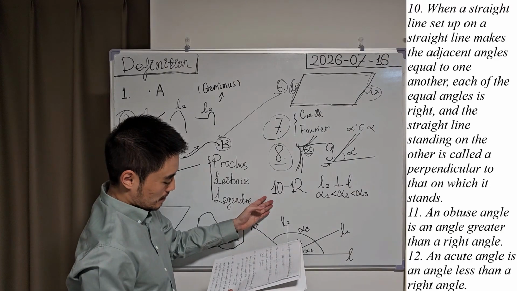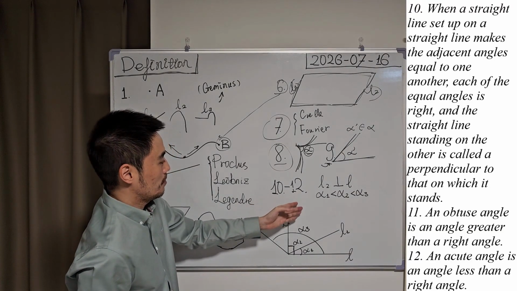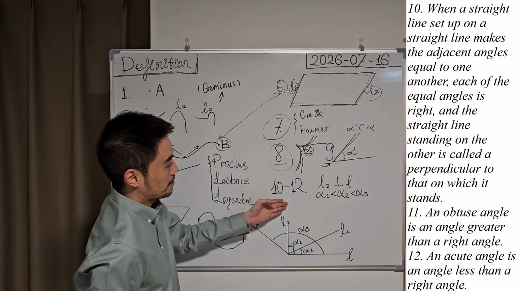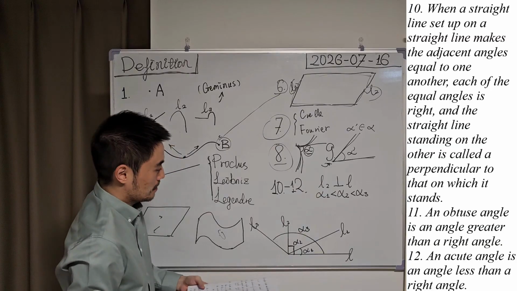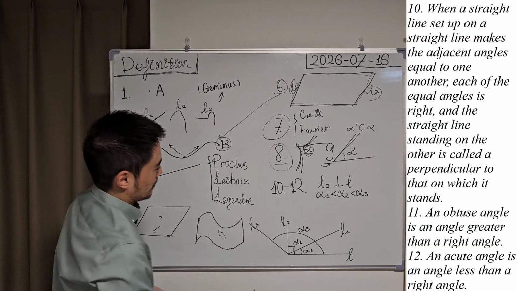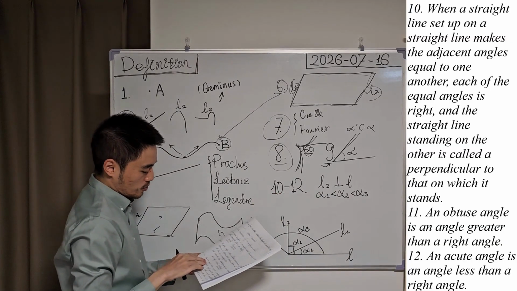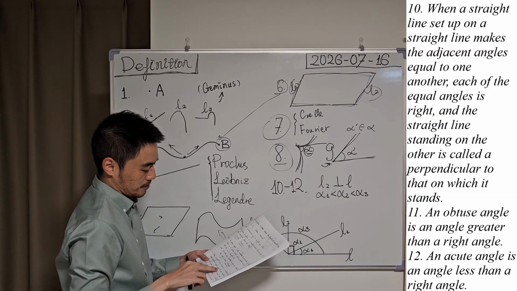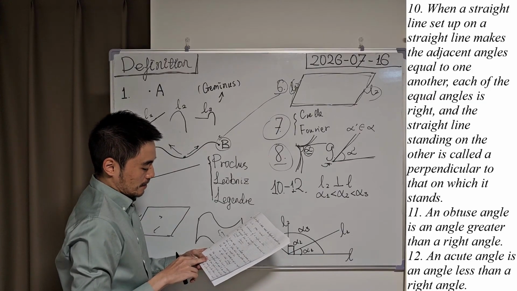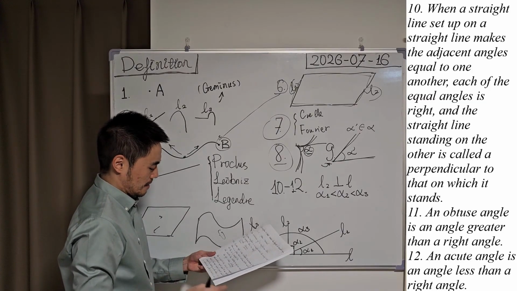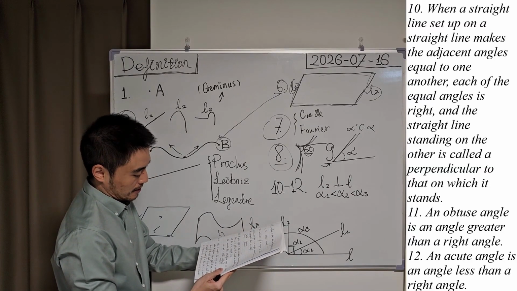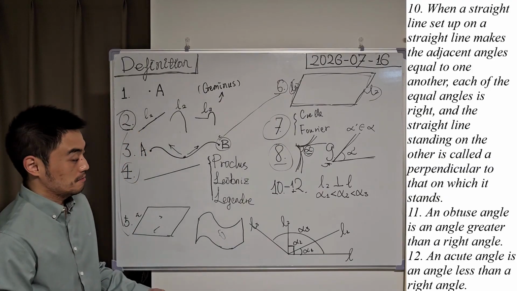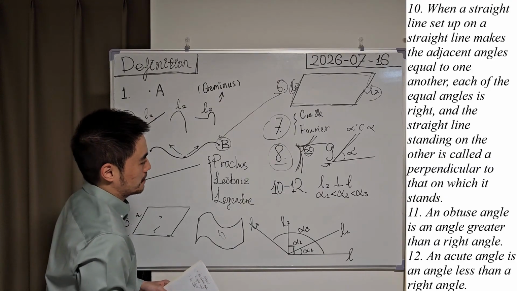And let's talk about definitions 10 to 12. They are talking about different types of rectilinear angles. So first of all, definition 10: when a straight line set up on a straight line makes the adjacent angles equal to one another, each of the equal angles is right, and the straight line standing on the other is called a perpendicular to that on which it stands. The definition is really long, but it is clear.